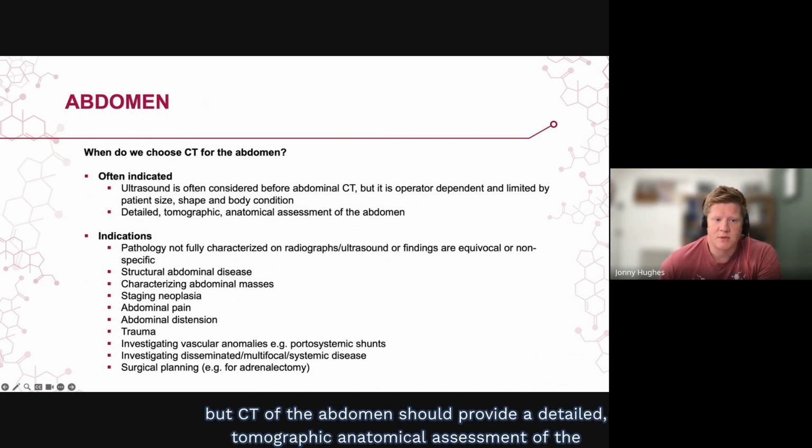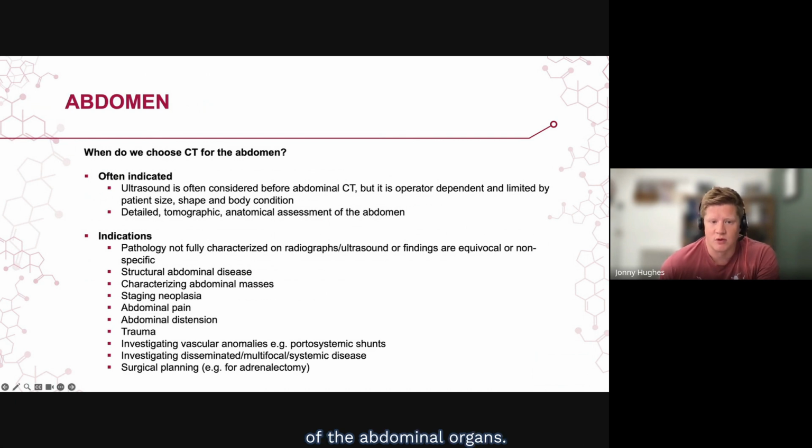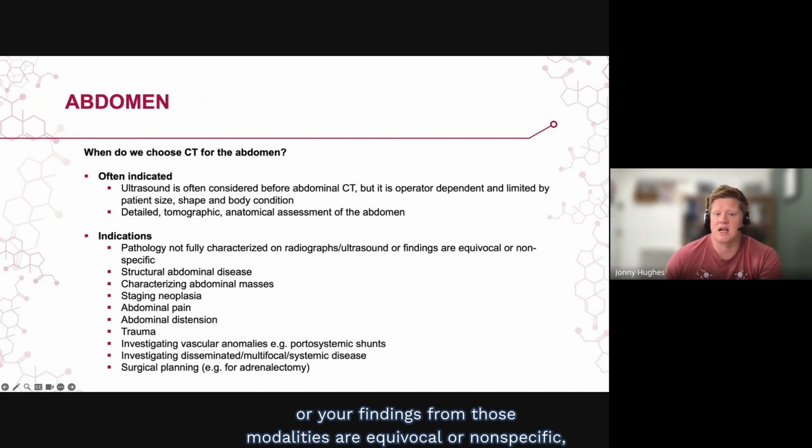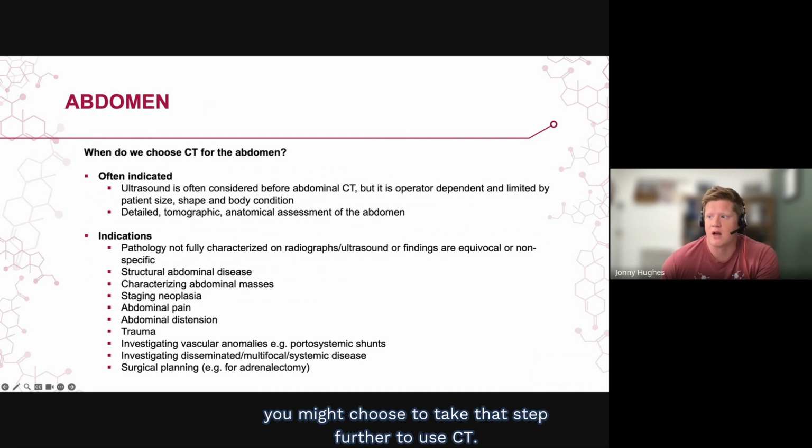But CT of the abdomen should provide a detailed tomographic anatomical assessment of the abdominal organs. It still has some limitations. What are our indications? Well, if you have pathology that's not fully characterized on radiographs or ultrasound, or your findings from those modalities are equivocal or non-specific, you might choose to take that step further to use CT.